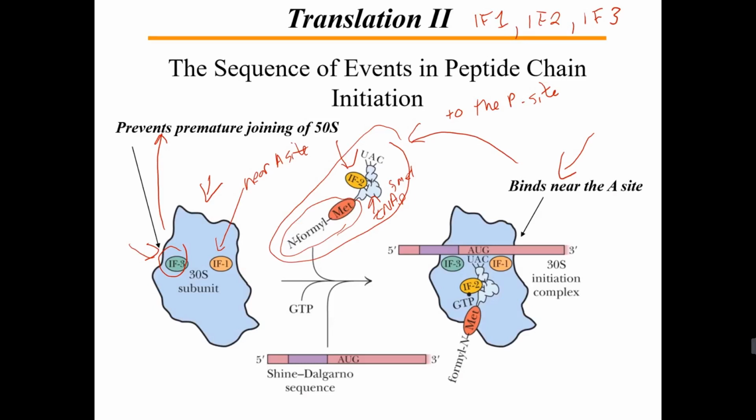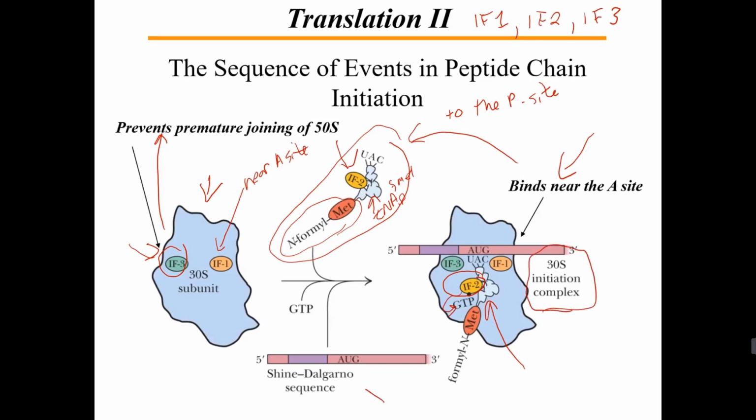Okay, so we have these 3 that are critical that will assemble the 30S initiation complex. We have IF3 that binds to prevent the premature joining of the 50S. We have IF1, which binds near the A site, and this helps direct the initiator tRNA, which is depicted here, into the P site. And then we also have that initiator tRNA that's bound to the IF2, and it's also bound to GTP at this stage, when the 30S initiation complex is formed.